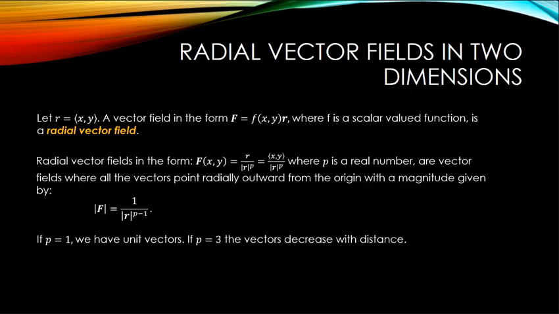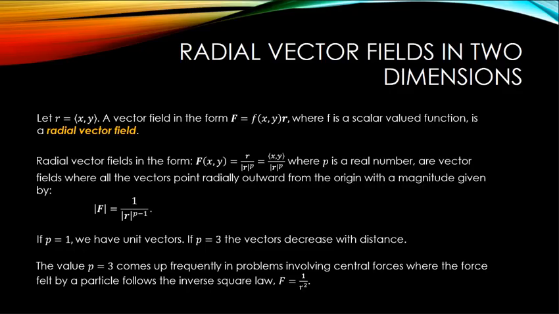Now, if we consider p equal to 1, we just end up with a unit vector. If p is equal to 3, the vectors will decrease as they get further away from 0. This is a significant characteristic to consider because p equal to 3 comes up frequently when I'm working with problems that involve central forces, where the force felt by a particle will follow the inverse square law, F equal to 1 over r squared.